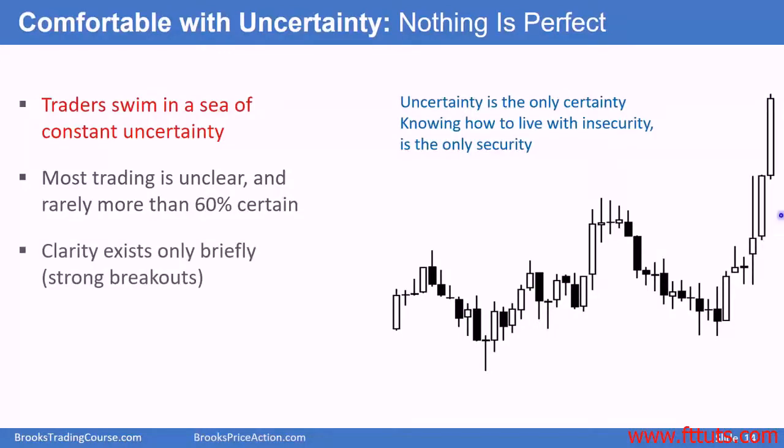Here we've got a few bars with a very strong breakout. The probability is we're going higher. But during these bars, there's only a 40 to 60% chance we're going up, 40 to 60% chance we're going down.